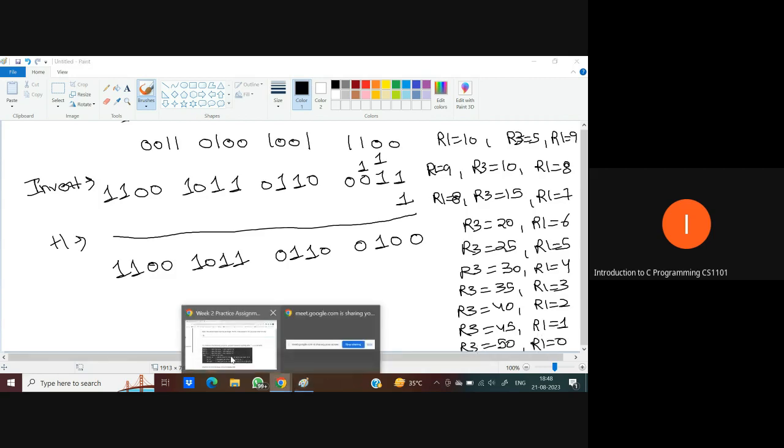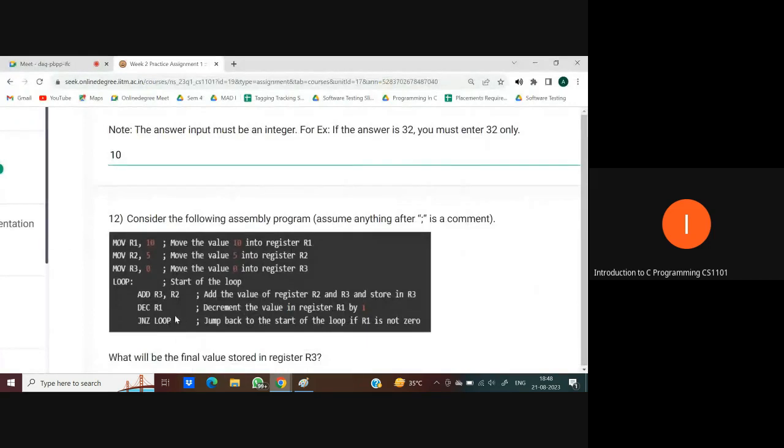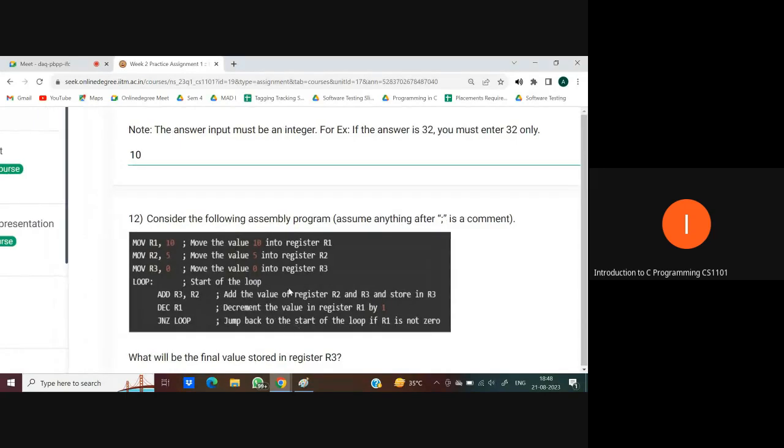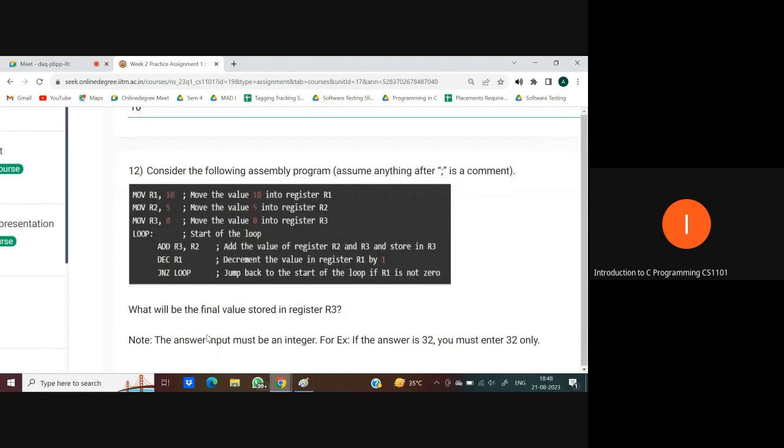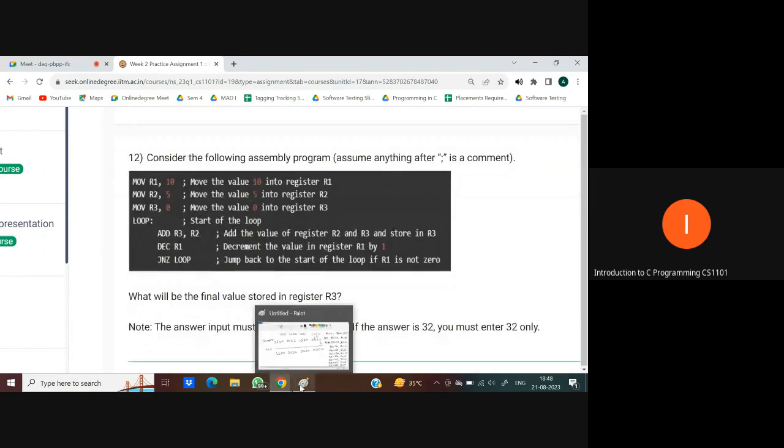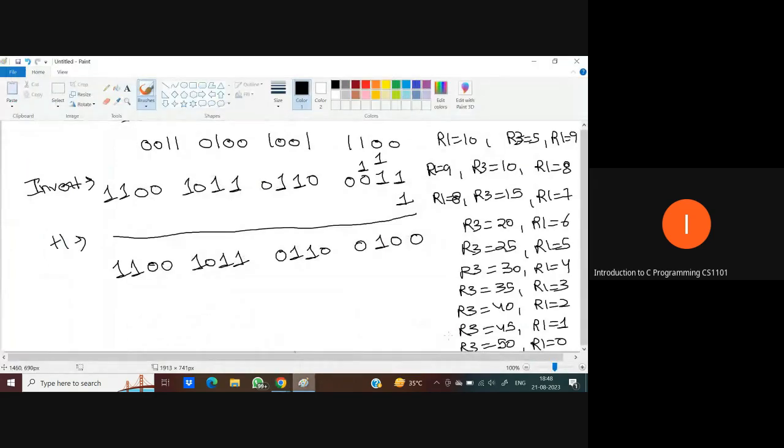So as soon as the value of R1 is decremented by 1 and it becomes 0, it says jump back to the start of the loop if R1 is not 0. But this time the value of R1 has become 0. So once it becomes 0, we will exit out of this loop and we are being asked to find out the final value for R3 register. And what is the final value for R3 register? 50. It is 50.